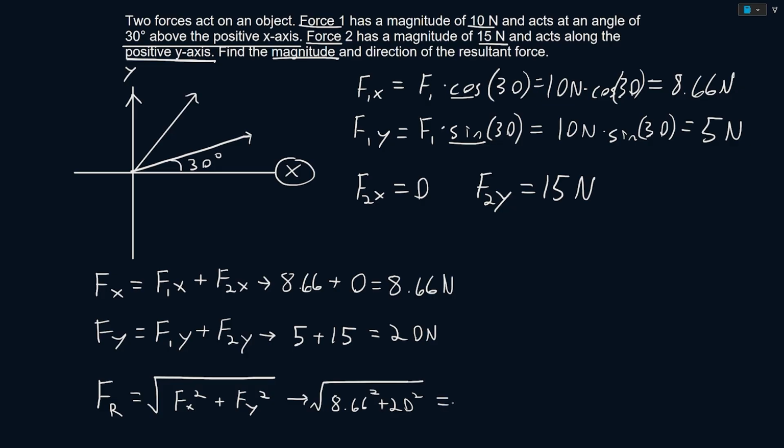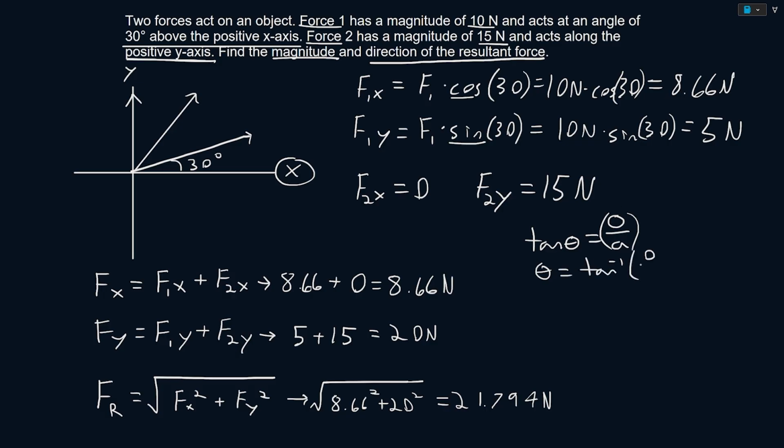And this gives us 21.794 newtons. Now to find the direction of the resultant force, we will use the trig function tangent of theta is equal to the opposite over adjacent legs. And theta is equal to the inverse tangent of the opposite and adjacent legs. The opposite leg will be equal to the y component of the resultant force, and the adjacent leg will be equal to the x component of the resultant force. Now we can plug in to find that theta is equal to the inverse tangent of 20 over 8.66.